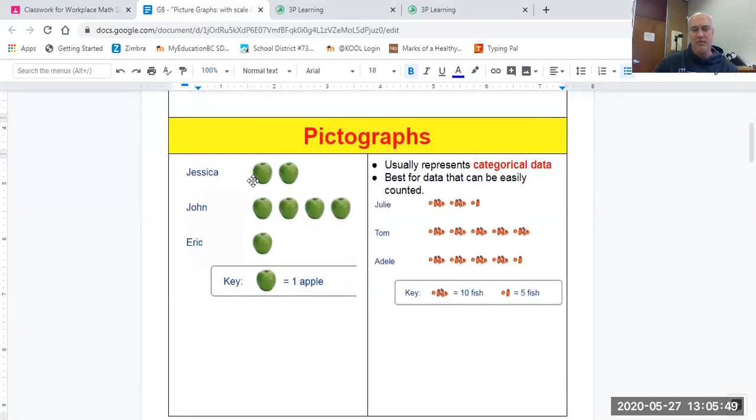Generally speaking, pictographs, as the name would suggest, use pictures to represent values of how many items a particular person or thing has. In this case, there are 2 apples represented by Jessica, 4 apples represented by John, and 1 apple represented by Eric. With a pictograph, you can also have what's called a legend, where each of those pictures represents more than 1. In this case, a full fish is worth 10 and a half fish is worth 5. So when we look at Julie here, we see that she has 2.5 of these, which makes 25 fish, and so forth.